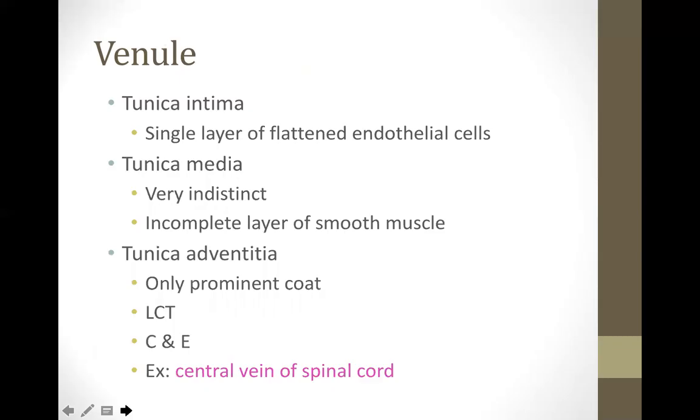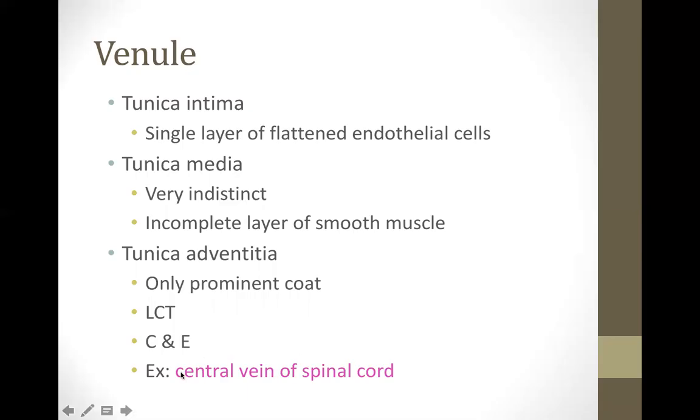Okay, let's start with the venule. So from the capillaries, punta muna tayo sa venule bago tayo pumunta sa heart. Now, in this venule, tunica media is very indistinct. Now, it has an incomplete layer of smooth muscle. Now, look at the tunica adventitia. In the venules, it is the only prominent coat of the venule. And the example of a venule is the central vein of the spinal cord.